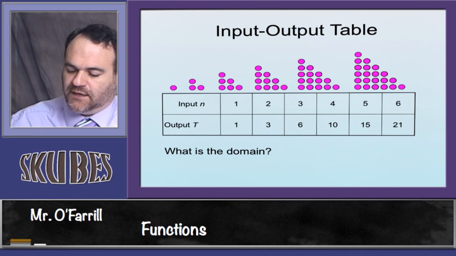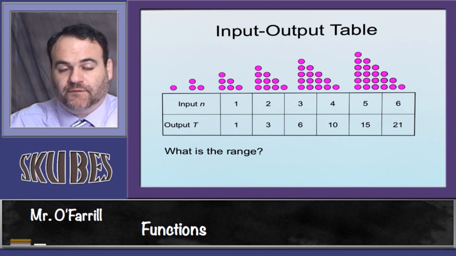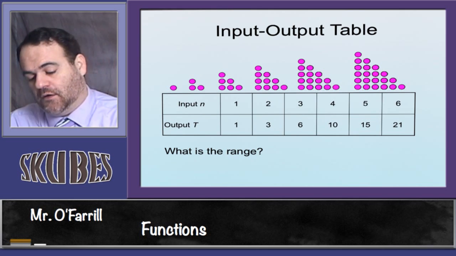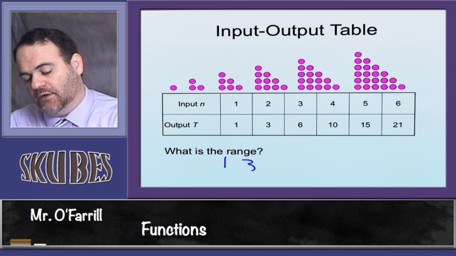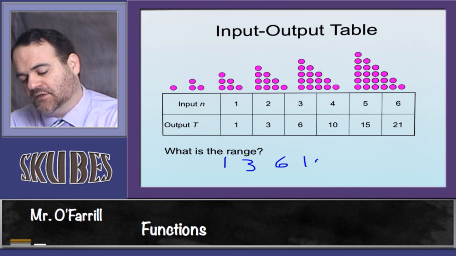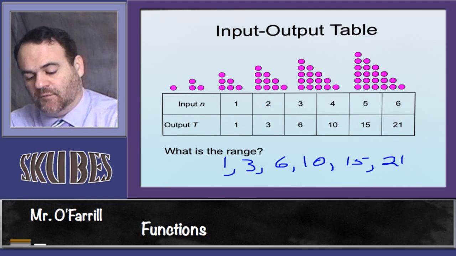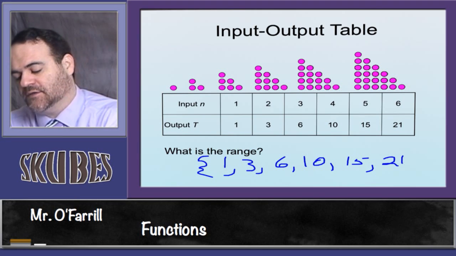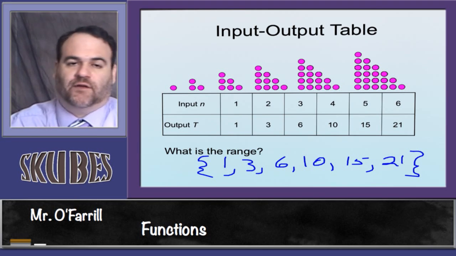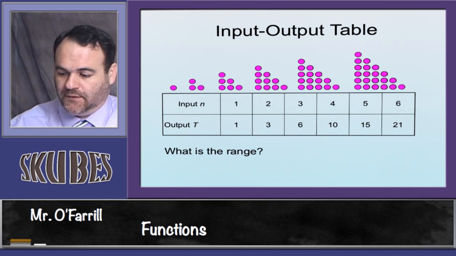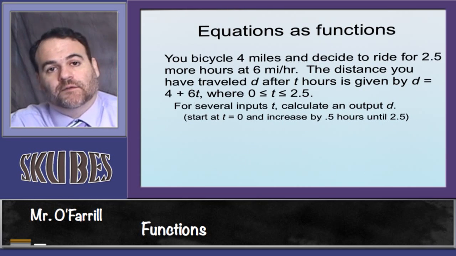Or, like we'll do on this next slide, the range. That's the set of the outputs. 1, 3, 6, 10, 15, and 21. Those are the numbers. But remember, since we are dealing with a set, we've got to put it in some braces. All right?